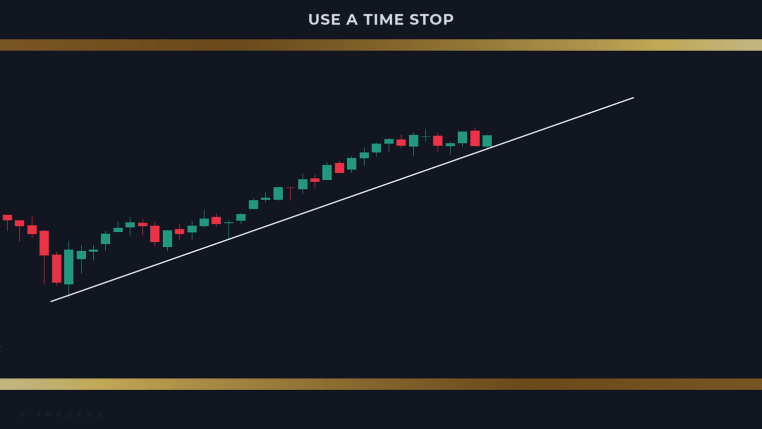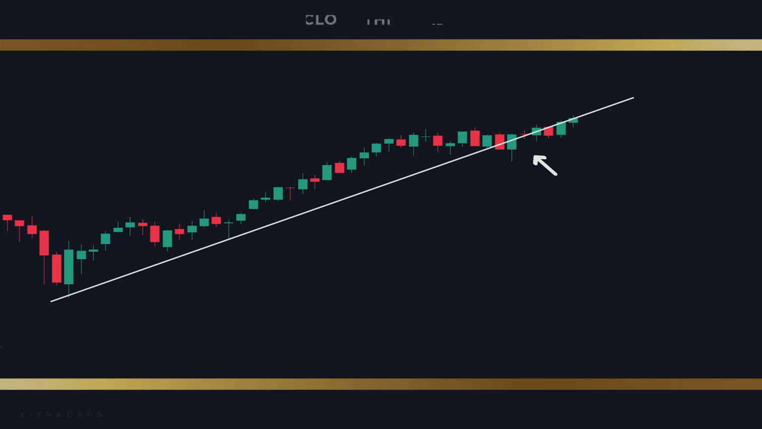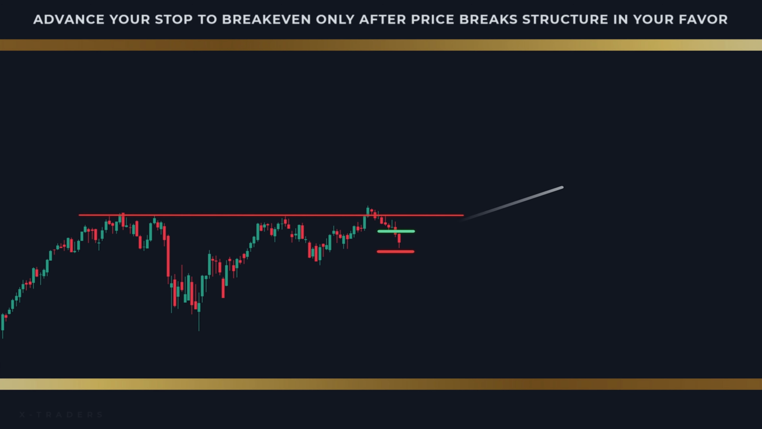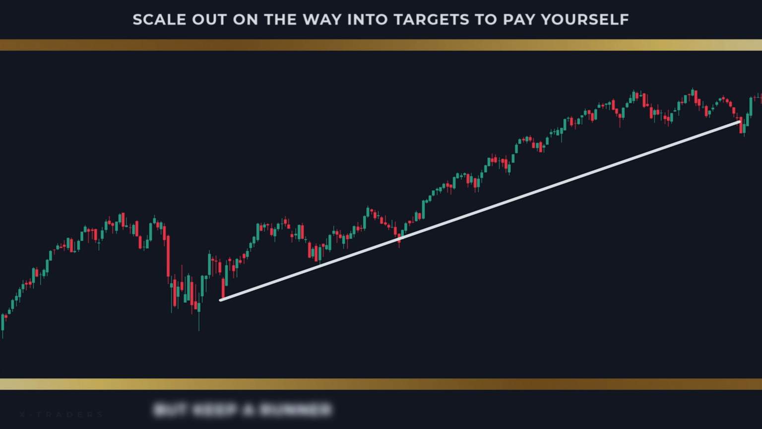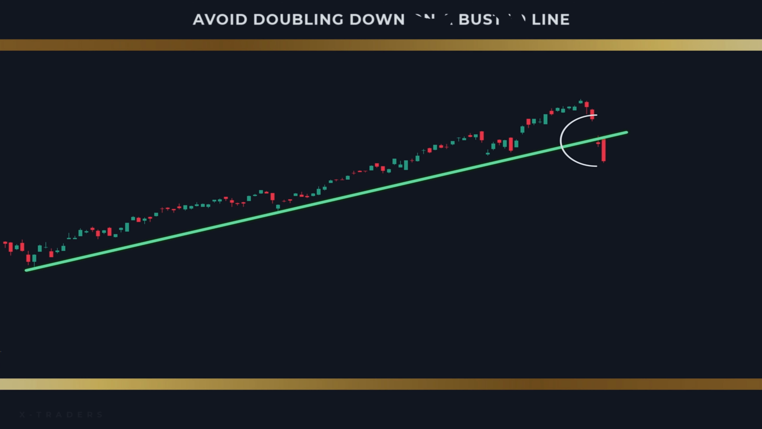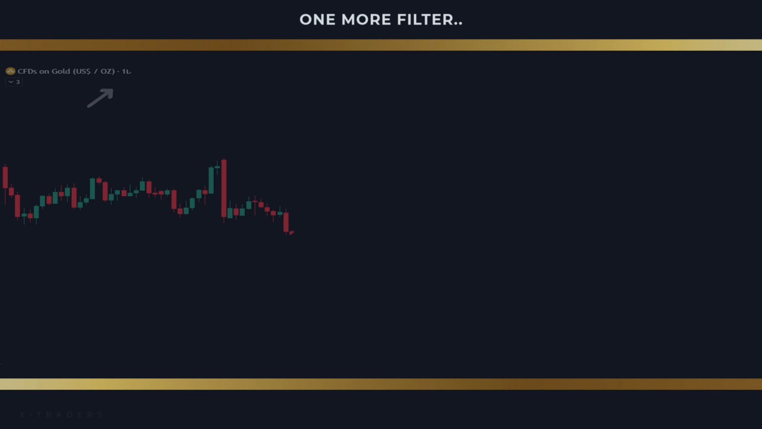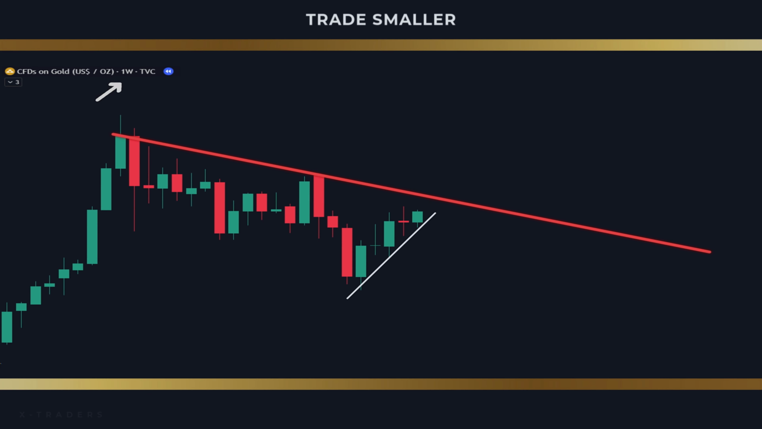Use a time stop. If price hasn't moved away from the line within a set number of candles, close the trade and recycle your capital. Advance your stop to break even only after price breaks structure in your favor, not at the first green candle. Scale out on the way into targets to pay yourself, but keep a runner if trend strength is obvious. Avoid doubling down on a busted line. New info means new trades. One more filter. If higher time frame disagrees violently, trade smaller or pass.